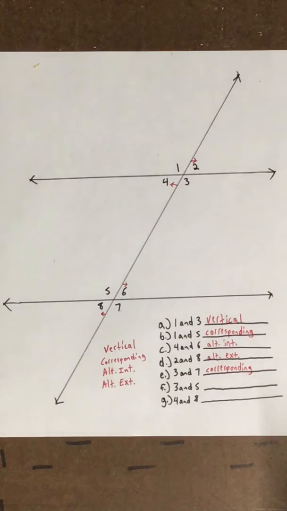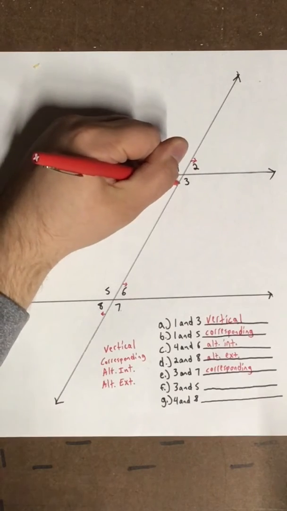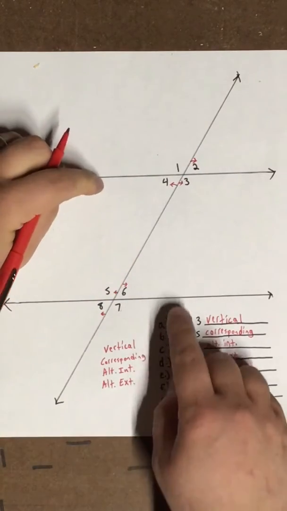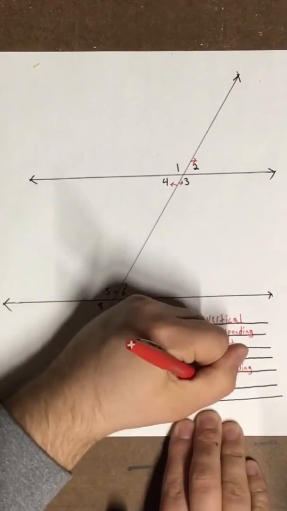Three and 5 are our other alternate interior. 3 is on this side, 5 is on this side. They're alternating. They're both inside, so these would be alternate interior.